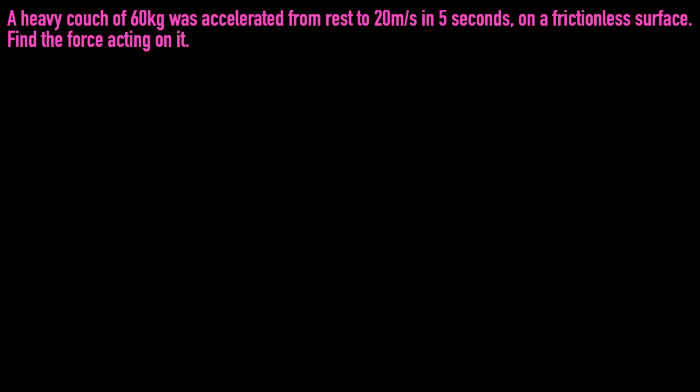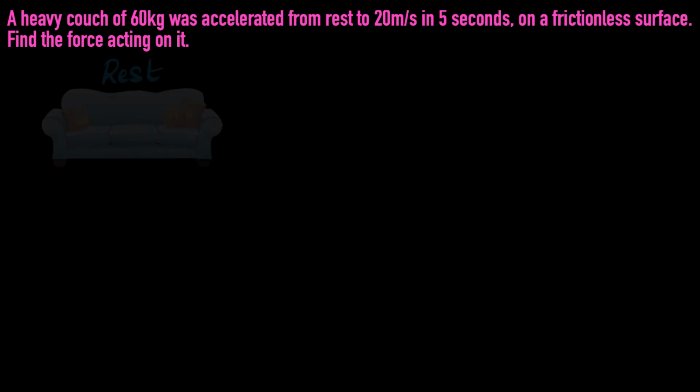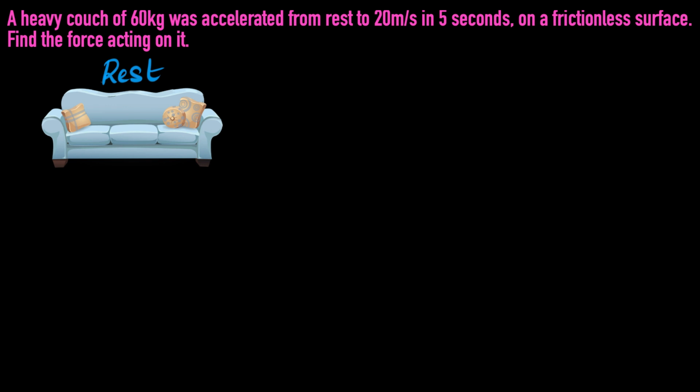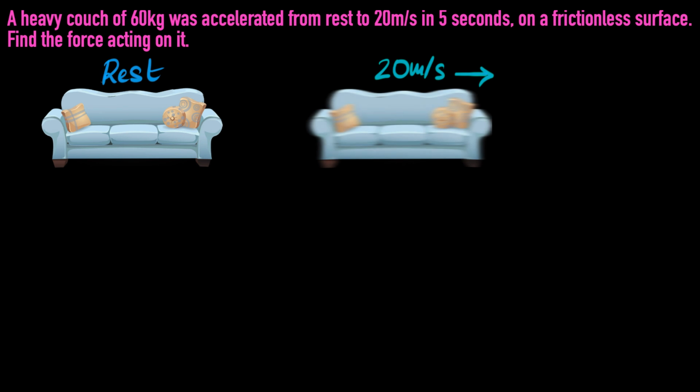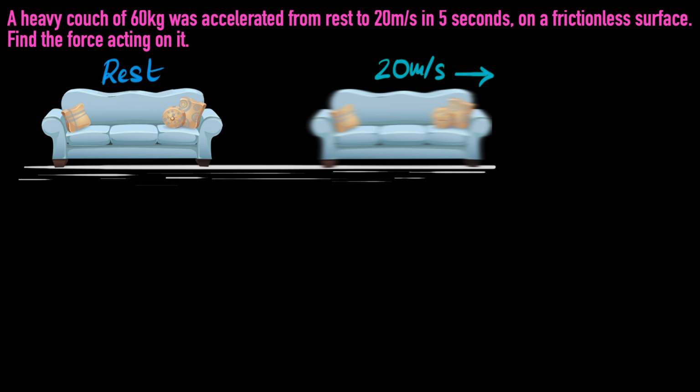Okay, let's see what we're dealing with. We have a couch which is accelerated from rest. That means initially that couch was at rest. Let's say this is our couch which is at rest. And it's accelerated to 20 meters per second in 5 seconds. So a little bit later, the couch is in motion. Let's say it's accelerated to the right, and 5 seconds later, it is found that it's moving 20 meters per second, let's say to the right. On a frictionless surface, so let's imagine it's on some kind of ice. So there is no friction over here. And we are asked to calculate the force acting on it.